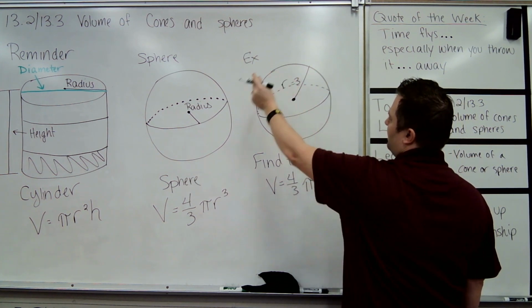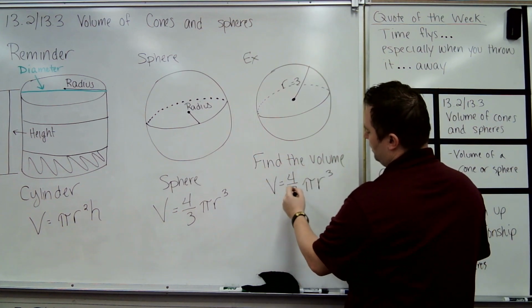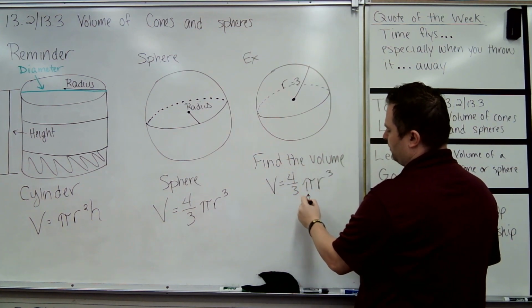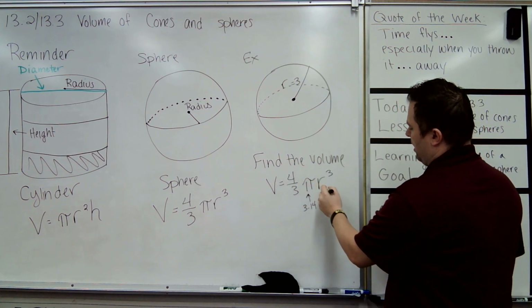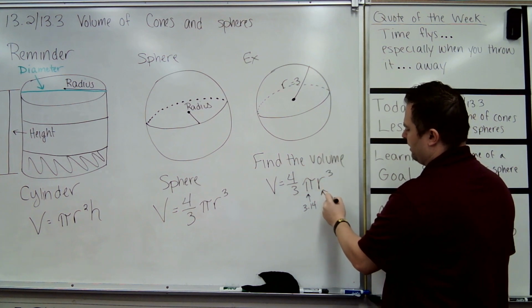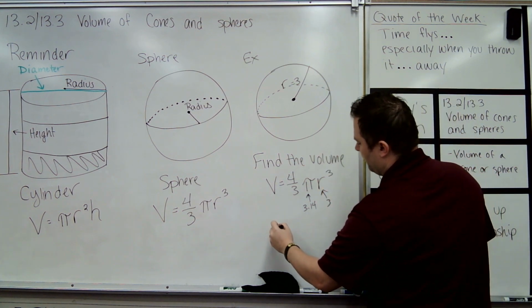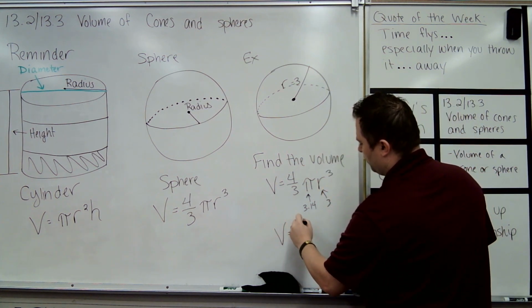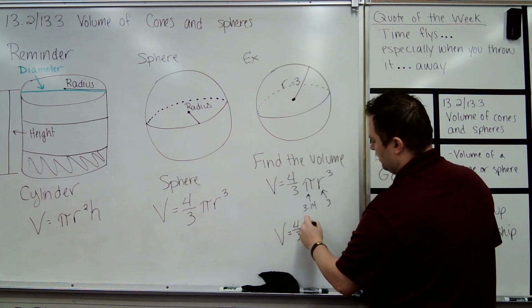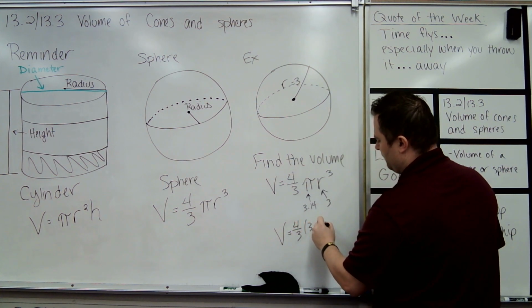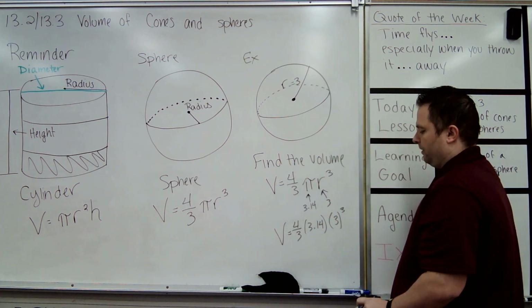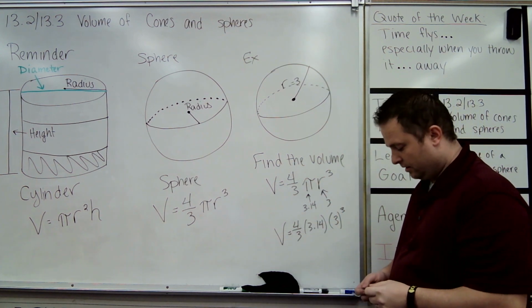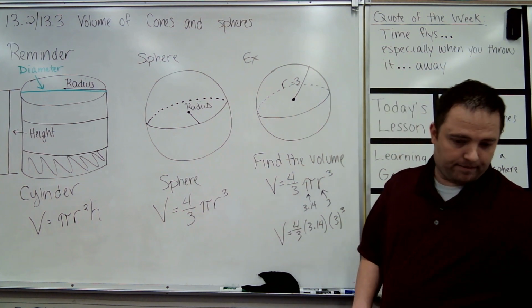This is the radius. So I know what pi is. I can replace that by 3.14, and that's my personal preference. I don't like dealing with symbols. And the radius is 3. So the volume is equal to 4/3 times 3.14 times 3 to the third power. The rest is for my calculator to work out.